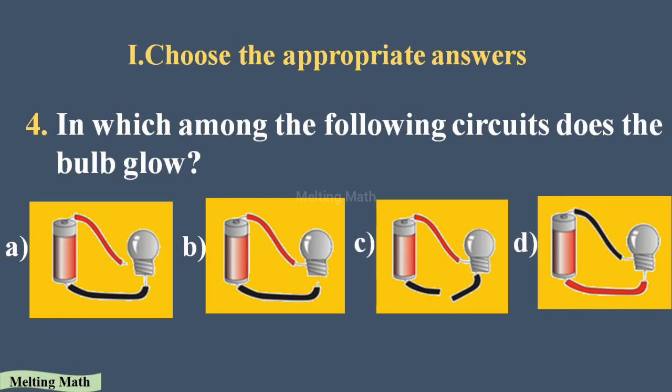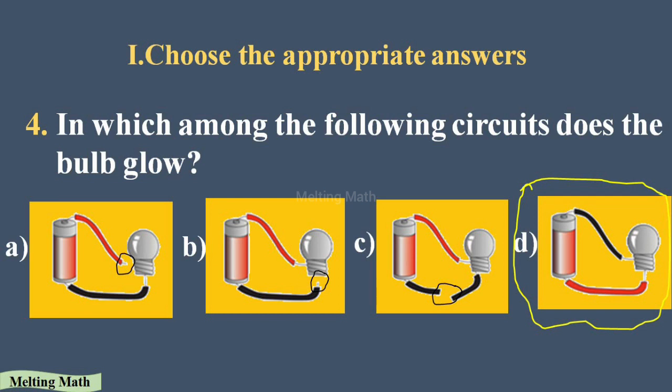First see option A. Here the red wire is disconnected, so it will not glow. And see option B. Here the black wire is not connected to the bulb, so it also does not glow, so it's also wrong. Let's see the third, option C. Here the black wire is disconnected, so the bulb does not glow. Then see option D. Option D is connected in the correct manner, so there is no disconnection in the circuit. So option D is the correct answer. Only there does the bulb glow very well.